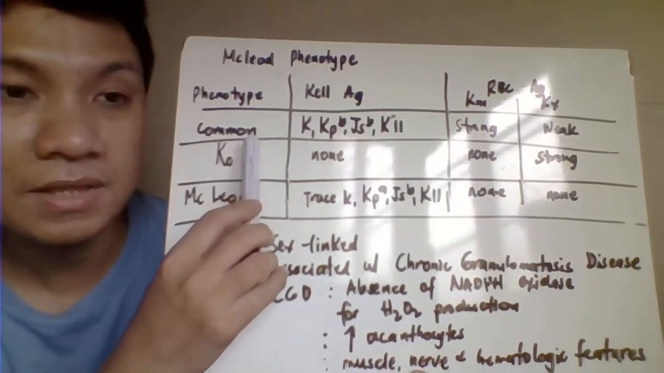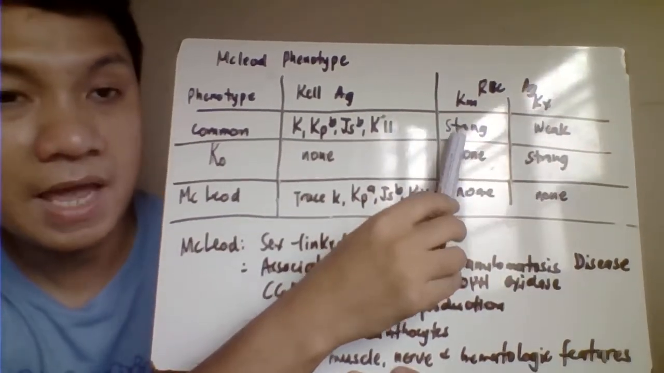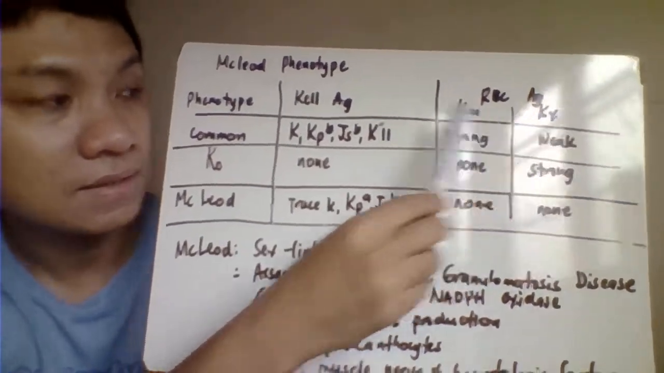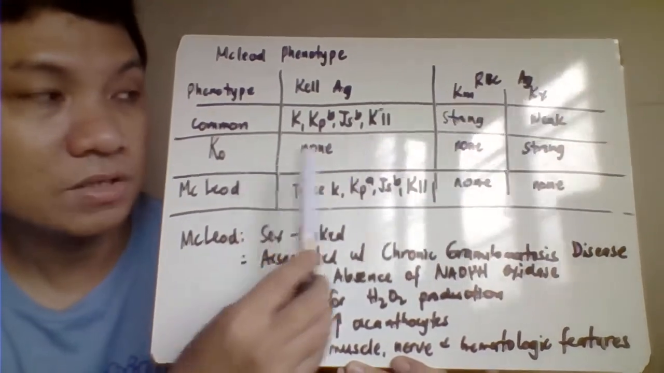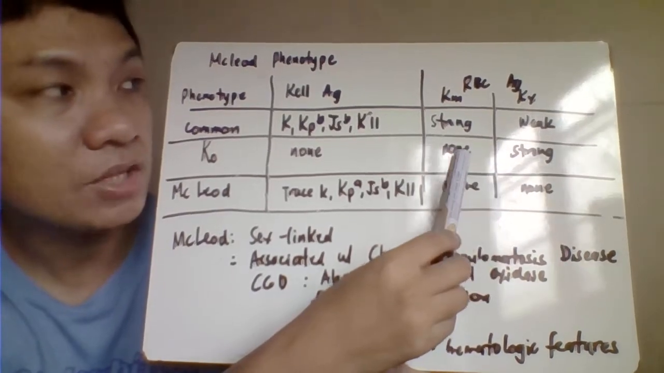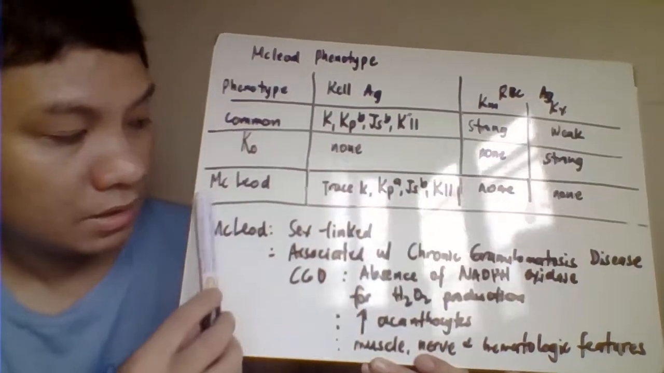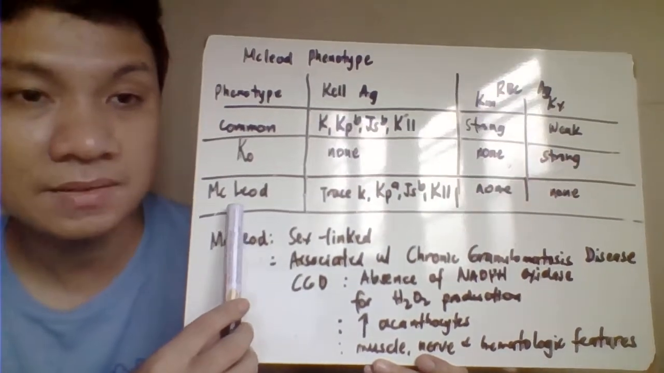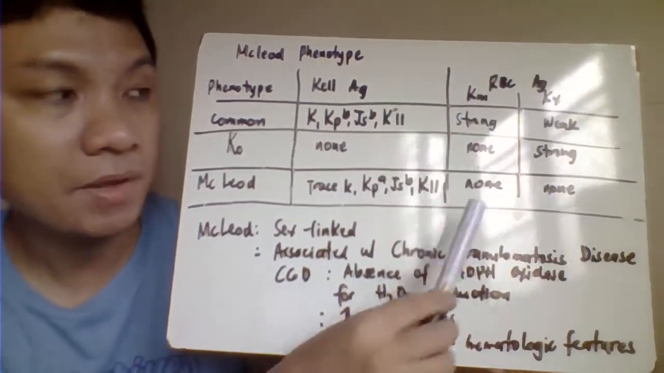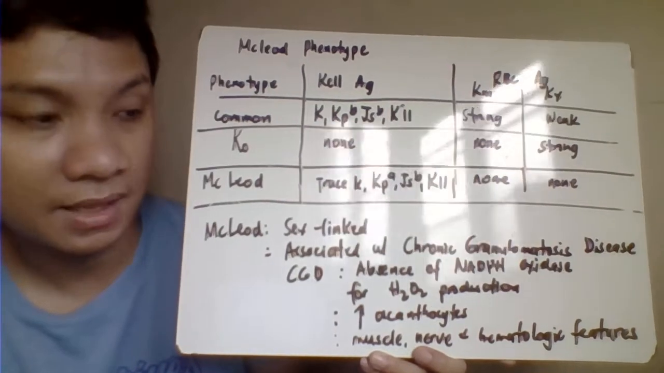For the common phenotype, we have a strong expression of the Km antigen but not your Kx. For the K0 or K null, we have a strong expression of your Kx but not your Km. In the case of the McLeod phenotype, on the other hand, there is an absence of both your Km and your Kx antigens.